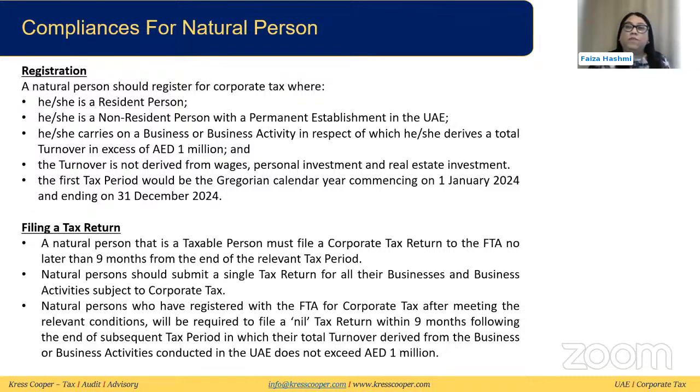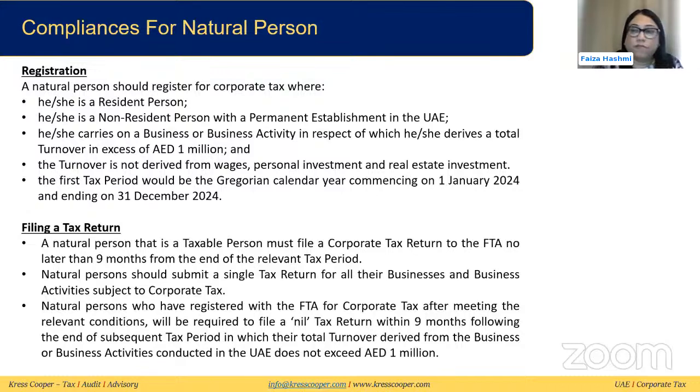So once we have determined that you are a natural person under the corporate tax law and you are a resident, or a non-resident person with a permanent establishment, and you have turnover which is more than 1 million, apart from the income earned from wages, personal investment or real estate investment, you will need to register for corporate tax and fulfill all the compliances like a juridical person.